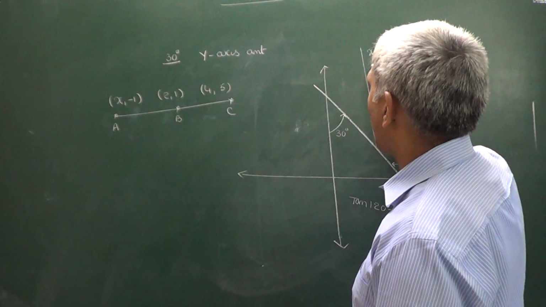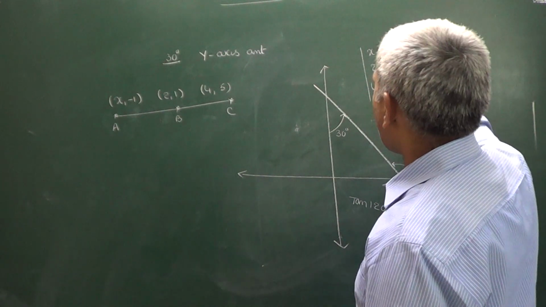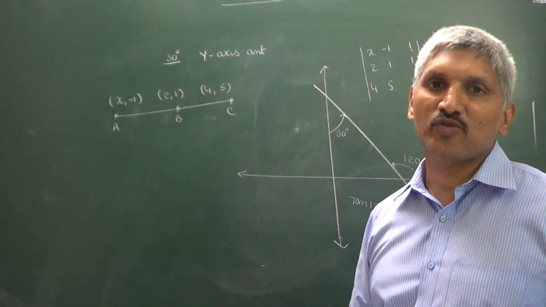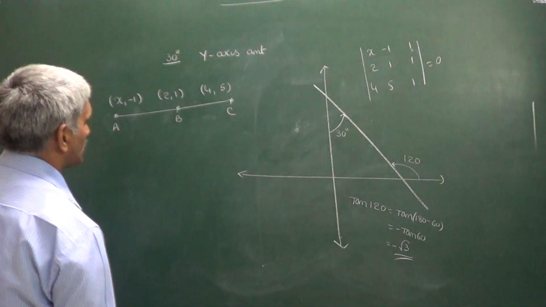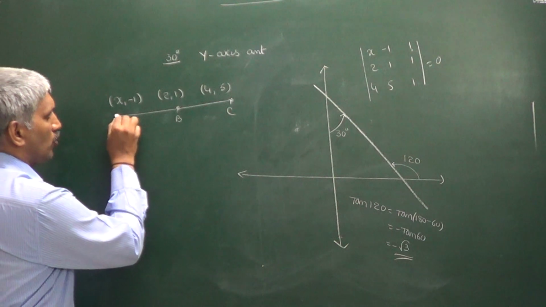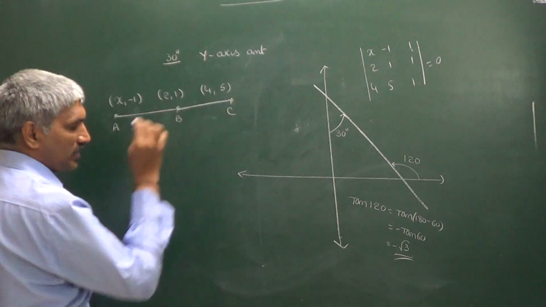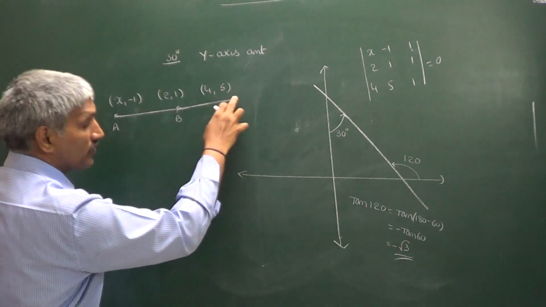X minus 1, 1, 2, 1, 1, 4, 5, 1, determinant is equal to 0. Then also you will get the value of x. Here I am going to use the concept of slope. When these 3 points are collinear, what does it mean? Slope of AB is the same as slope of BC, and slope of AB is the same as slope of AC also.